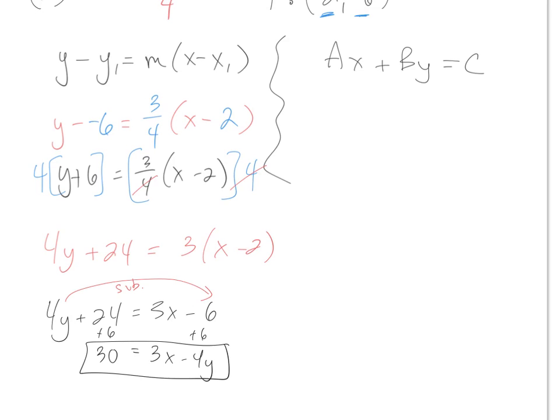Now, traditionally, Tristan, the book gives the answers with a positive coefficient for x. I don't give a hoot. It really doesn't make a difference whether x has a positive coefficient or not. So if you give an answer of 4y minus 3x equals -30, that's the equivalent of this. Yep, it's fine.